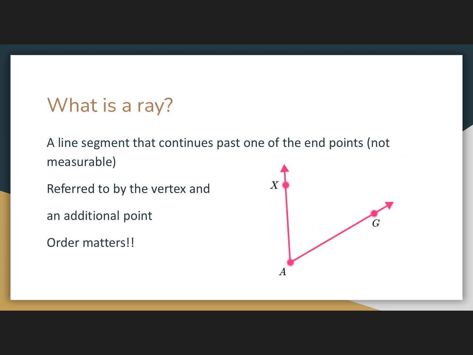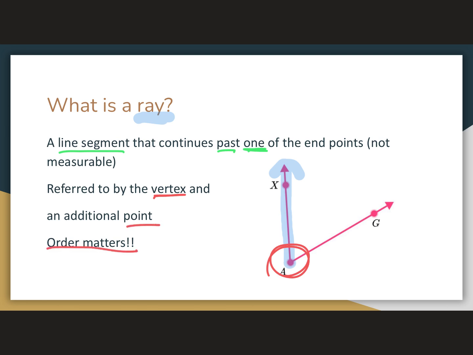The next thing we're going to talk about are rays. A ray is a line segment that continues past one of the endpoints. So you'll notice on this ray AX, we go A to X and then it keeps going. I've got this arrow here. It is referred to by the vertex, this point right here, and an additional point. And the order matters here.